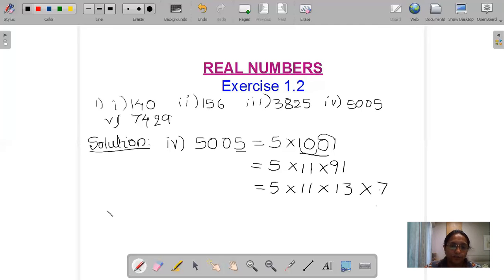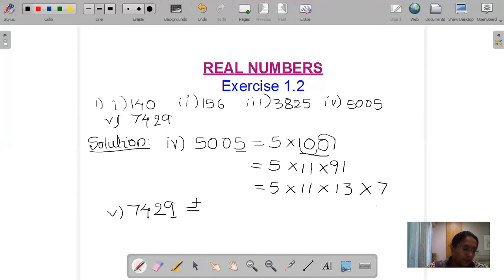Next, the fifth one, 7429. It is not divisible by 2 or 10 or 5 because the last digit is 9. Just check whether it is divisible by 3. What will we get if we add these digits? 7 plus 4 is 11, 11 plus 2 is 13, 13 plus 9 is 22. It is not divisible by 3 also.